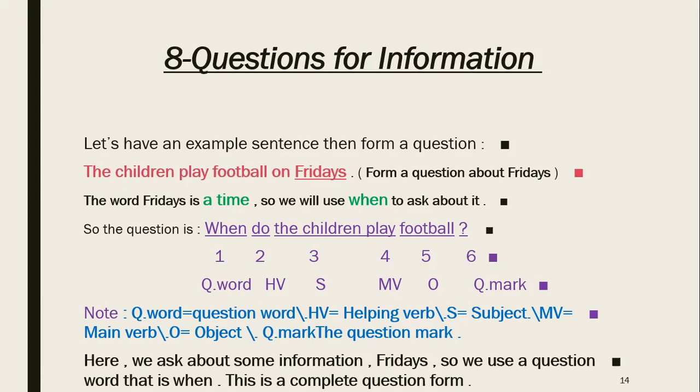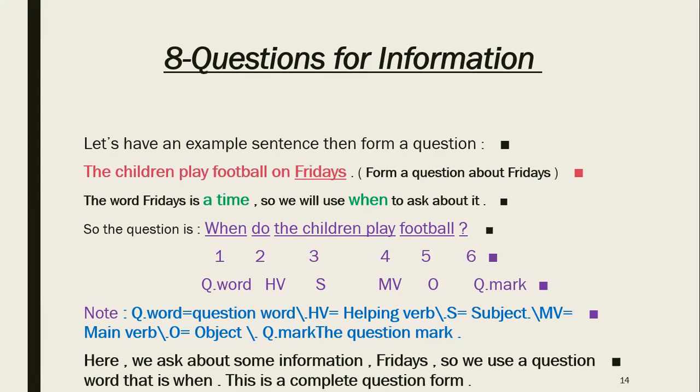So let's take an example and then show how we can form a complete question in the present simple. This idea is for any question in English, but here we concentrate on the present simple as we use do or does here for the helping verb. So this is the difference between present simple and all other tenses. This is the use of the helping verb and the shape of the main verb. So I concentrate mainly here on the present simple. Let's take the example. For example, let's say the children play football on Fridays. The children play football on Fridays.